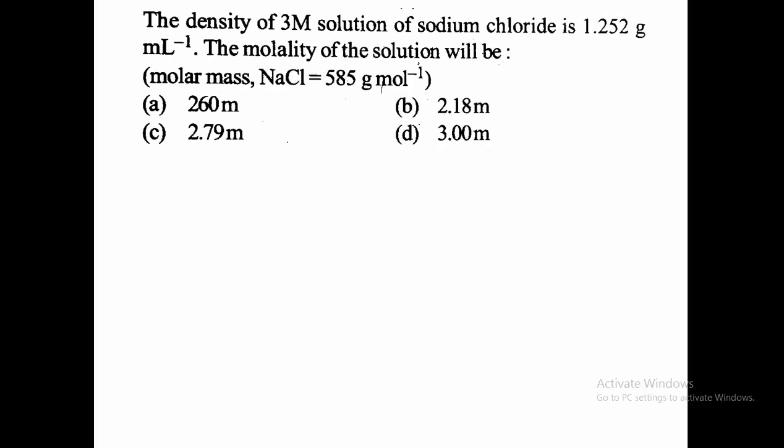Next question. The density of 3M solution of sodium chloride is 1.252 gram per liter. The molality of the solution will be, given that the molar mass of NaCl is 58.5 gram per mole. Option A 260 m, option B 2.18 molal solution, option C 2.79 molal solution, option D 3.0 molal solution. So here you need to find the molality of the solution.